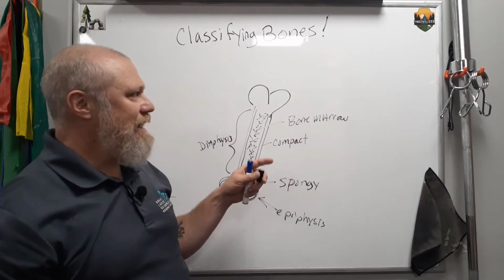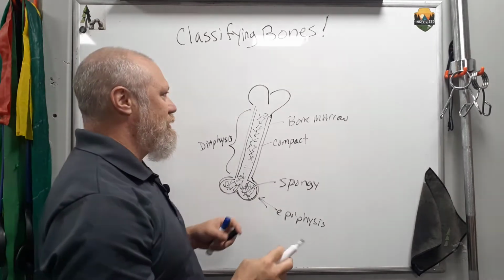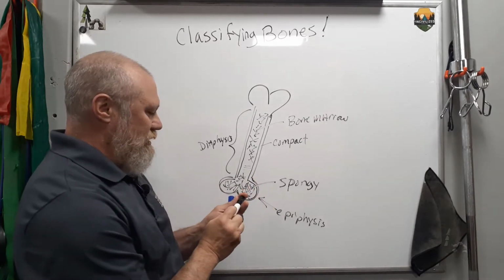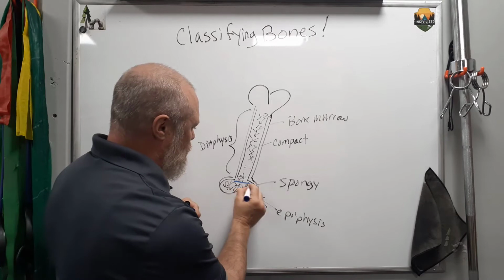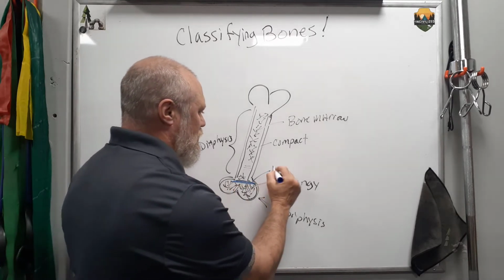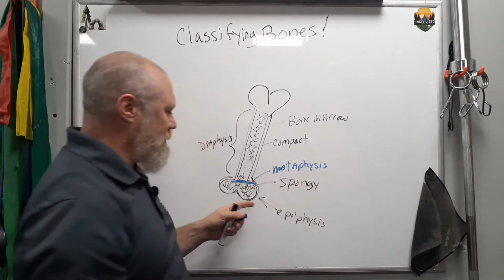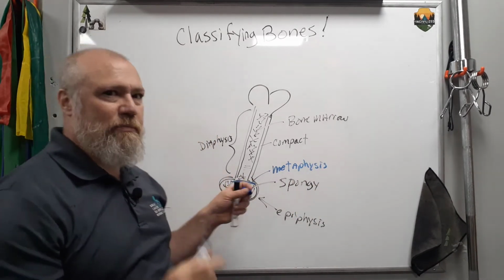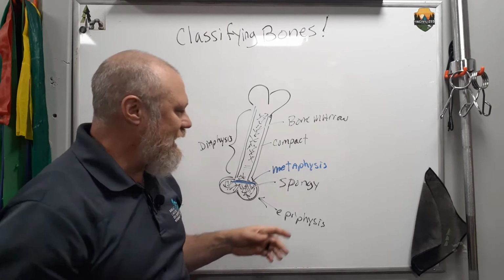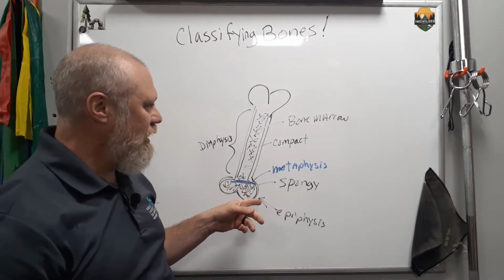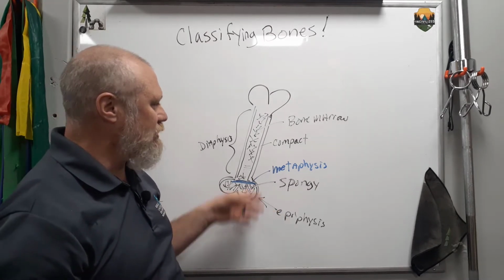We'll get more into the anatomy of the specific bones in a little bit. There's another little area here, a little section called the metaphysis, or an epiphyseal line. This is the growth plate, and this is where the ossification centers of the bones kind of grow together.